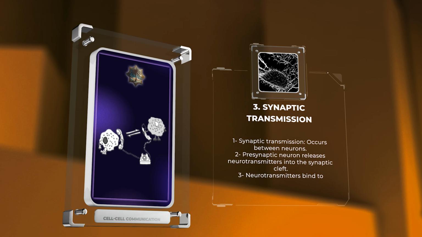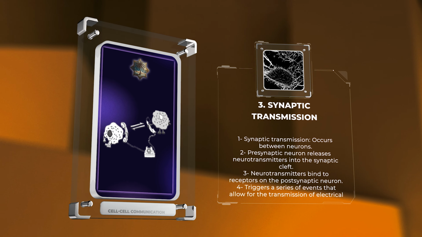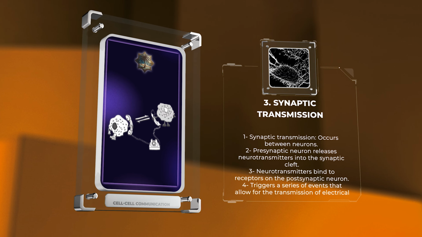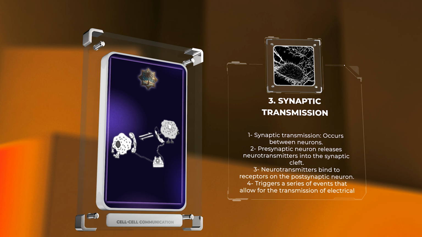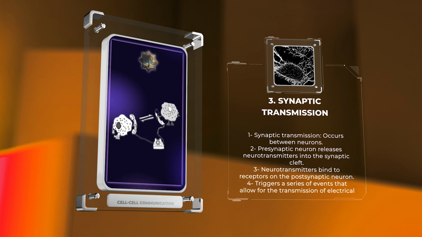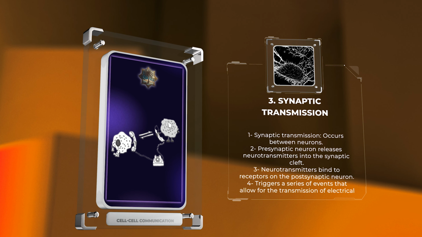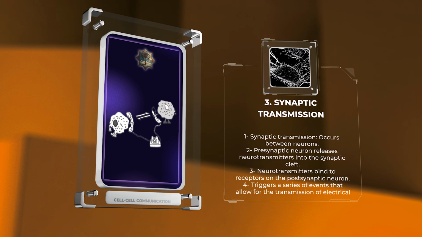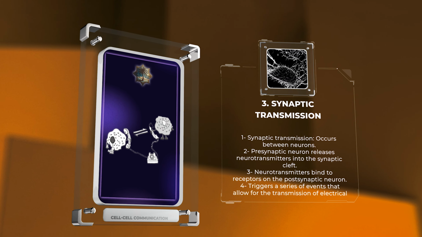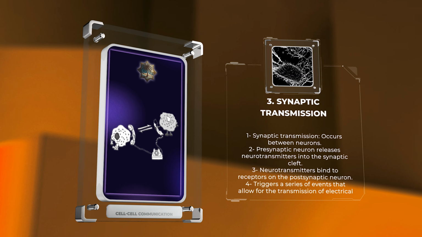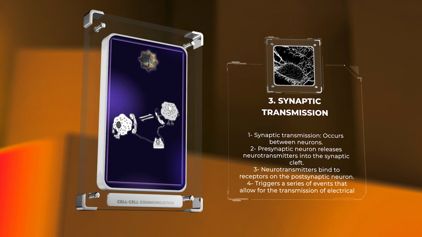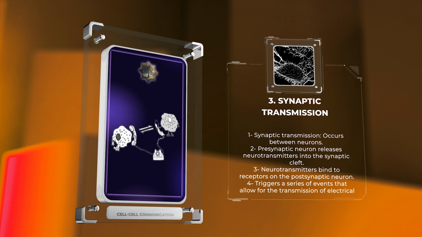Synaptic transmission is a specialized form of cell signaling that occurs between neurons. In this process, a presynaptic neuron releases neurotransmitters into the synaptic cleft, which then bind to receptors on the postsynaptic neuron. This interaction between the neurotransmitters and receptors triggers a series of events that allow for the transmission of electrical signals from one neuron to another. This communication is vital for processes such as memory formation, motor control, and sensory perception.